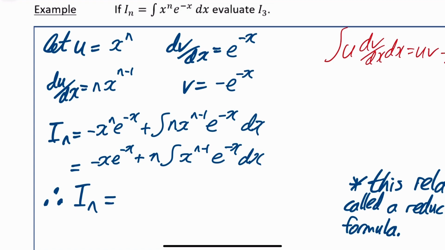Okay, now if you have a look at this, this is your formula. This is I_n, the integral of x to the power of n e to the minus x. So this bit, by definition then, is I_(n-1). So what you've actually found is that I_n is equal to minus x to the n e to the minus x plus n times I_(n-1).